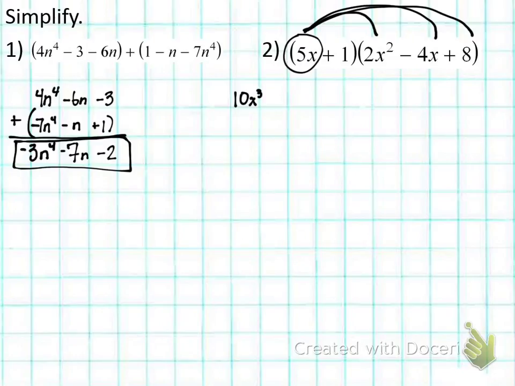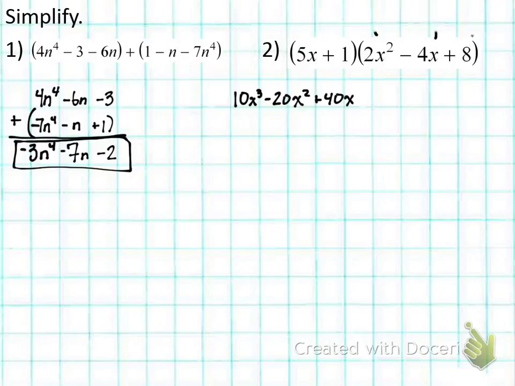Okay, then we have 5 times negative 4 is negative 20, x times x is x squared. We got 5 times 8 is 40. And it's positive 40 with an x at the end. Okay, we're done with that. Now we're going to focus on the next term, which is the 1. Thankfully, it's just positive 1 here.